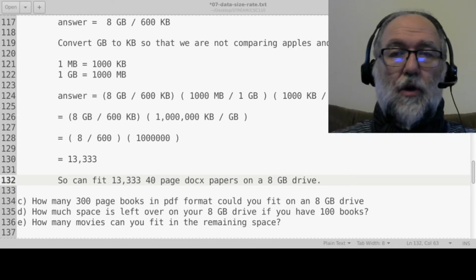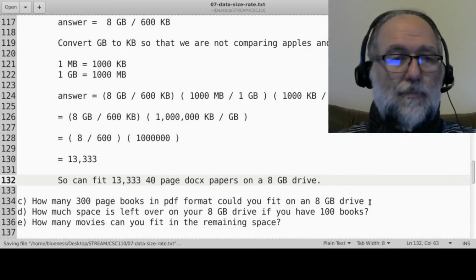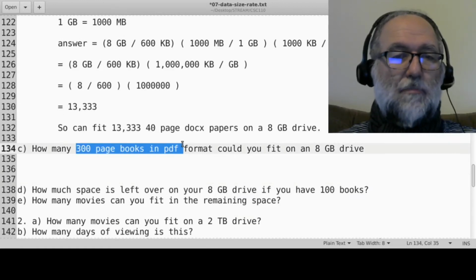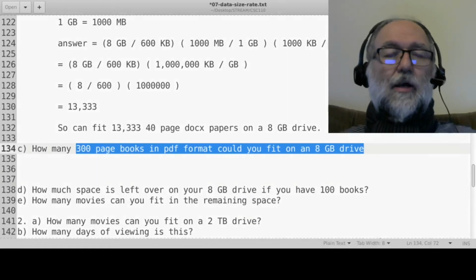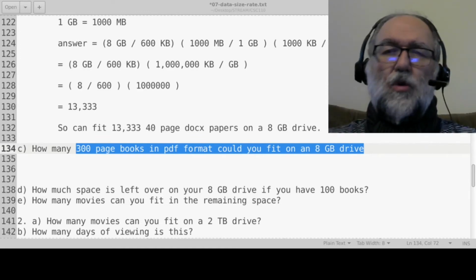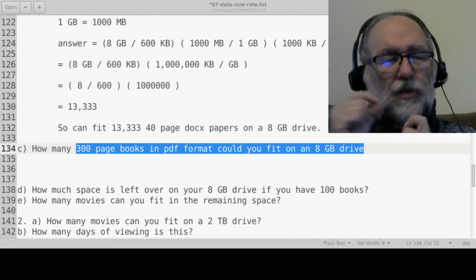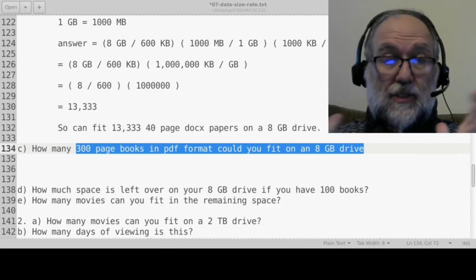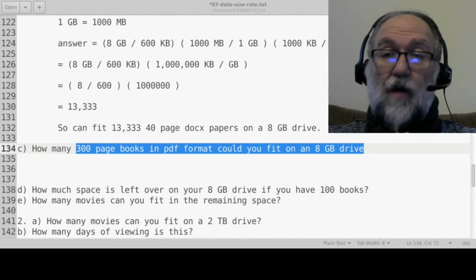So there you go. That answers that question. Let's do part B of that problem. Part B of the problem is how many 300-page papers in PDF format could you fit on this drive? We're doing this together, so my language isn't totally clear. On a test, I'd be totally clear. I would say assume that the 8 gigabyte drive is completely empty, so it's all free space.